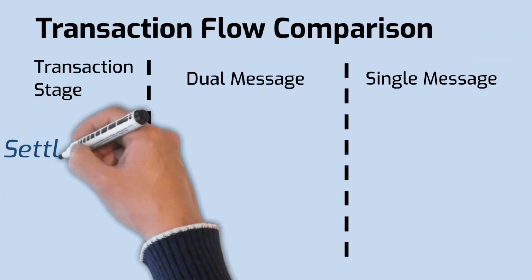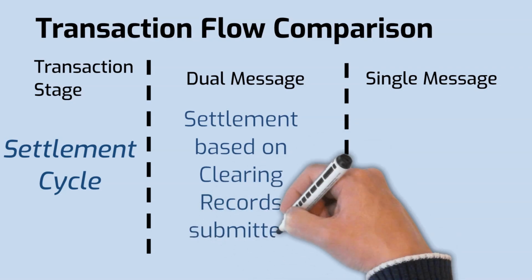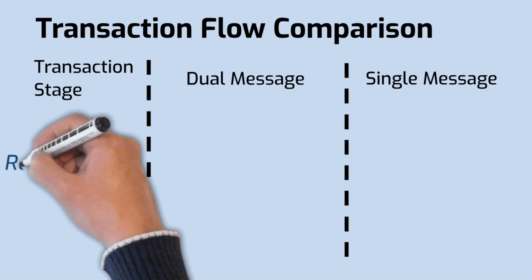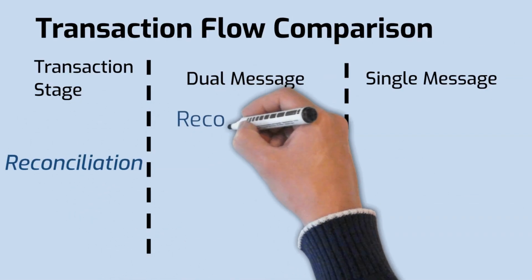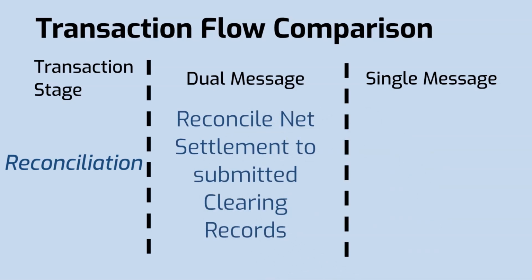In the settlement cycle, the network creates net settlement positions for each of the connectors based on the clearing records submitted and processed. The issuers pay and the acquirers receive the funds based on their net settlement position. And in reconciliation, after settlement, each party reconciles their net settlement positions to their sent or received clearing records.